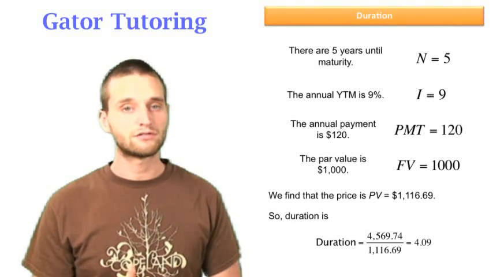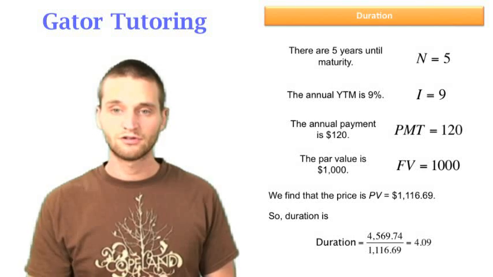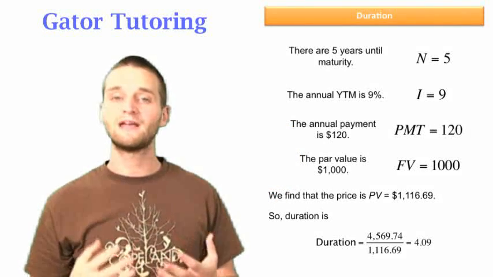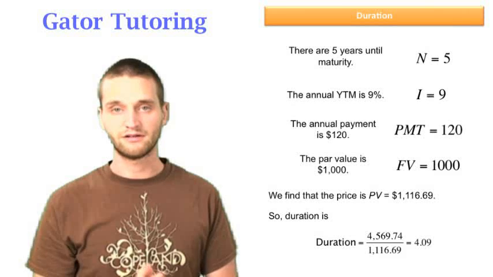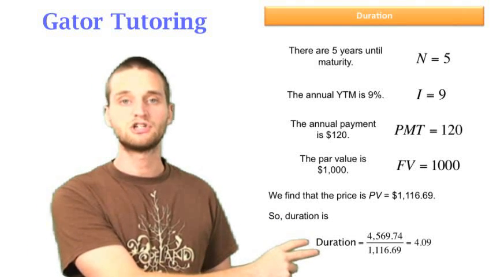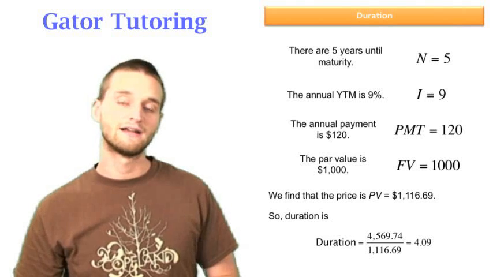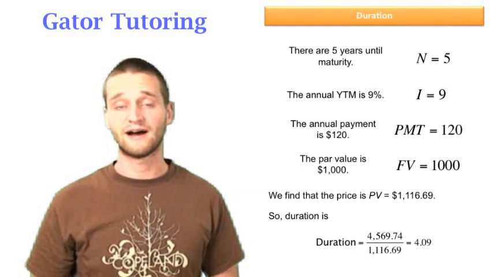Now notice this answer for duration is in years because the payments that were part of our bond were in years. If our payments had been in 6-month periods, the answer we would have gotten for duration would have been in 6-month periods. So if we wanted to get that into years, we would have had to divide it by 2.